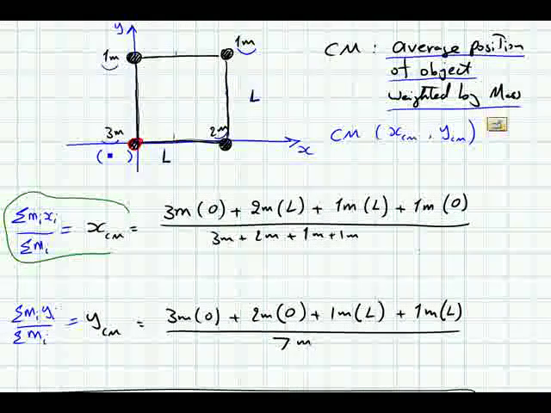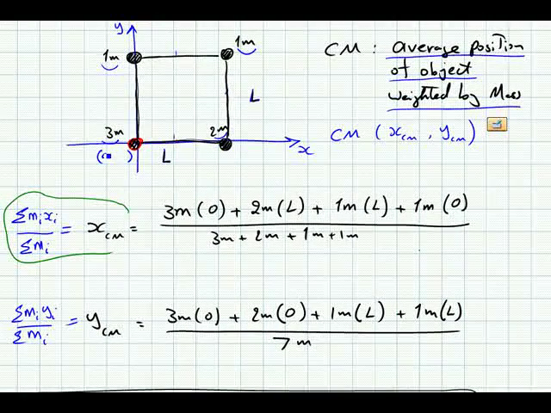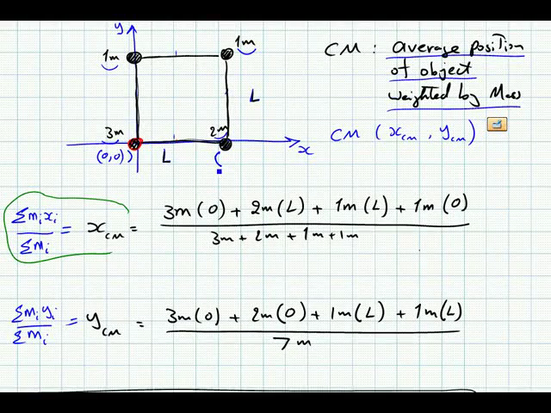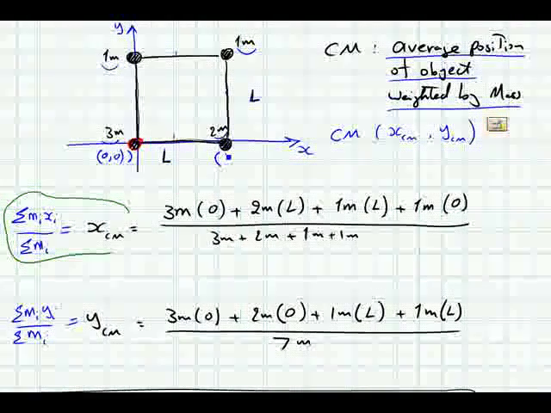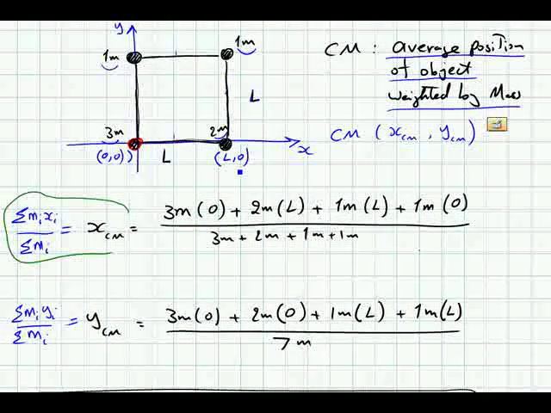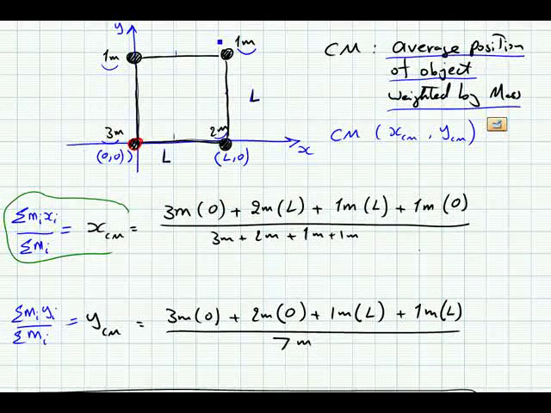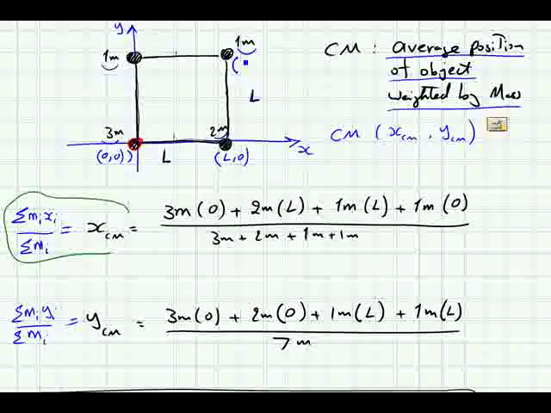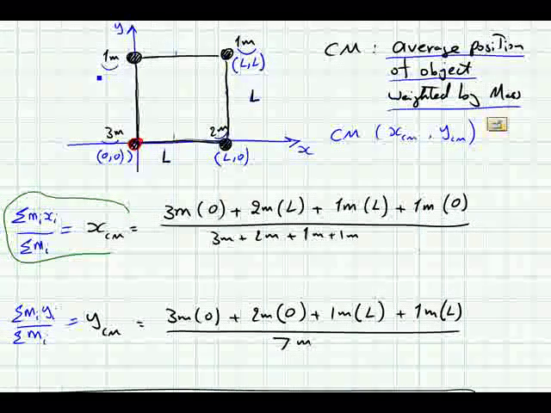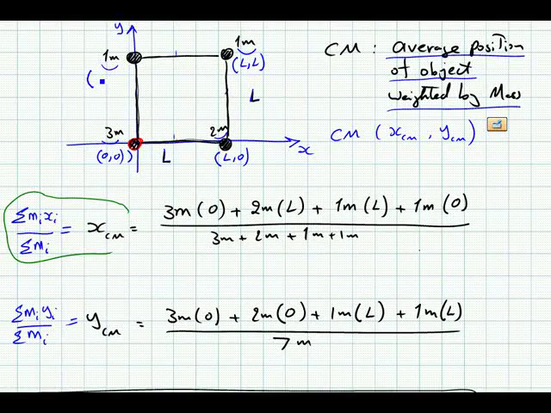The coordinate for the 3m mass, the red one, is 0, 0. That's at the origin. The 2m mass is L, 0, where L is the x coordinate. The 1m at the top here is L, L, and the 1m here is 0, L.